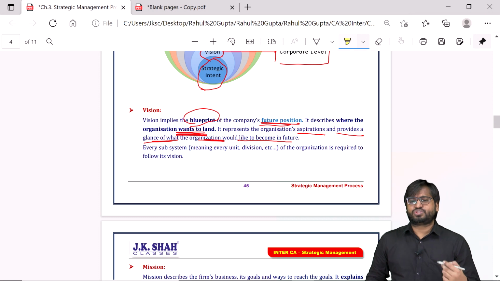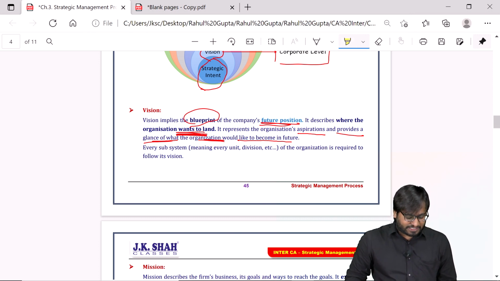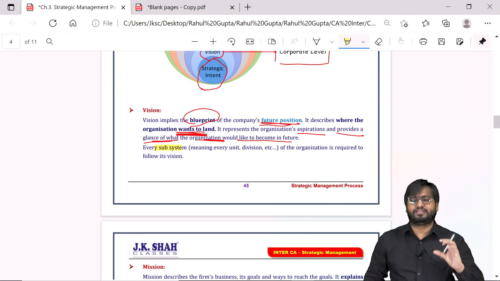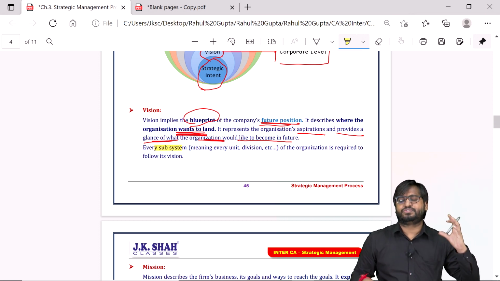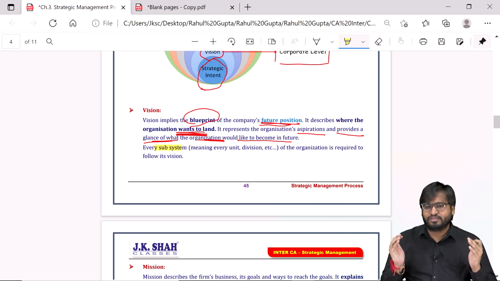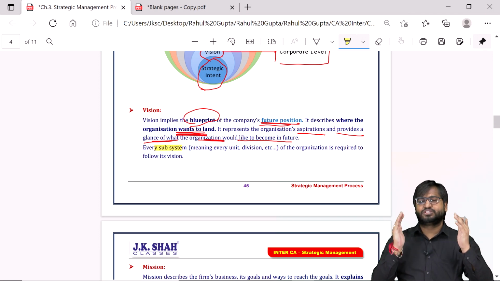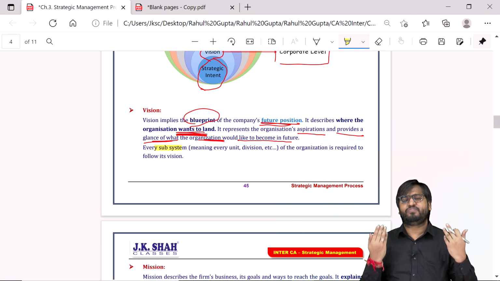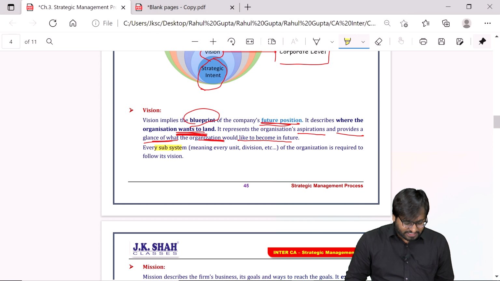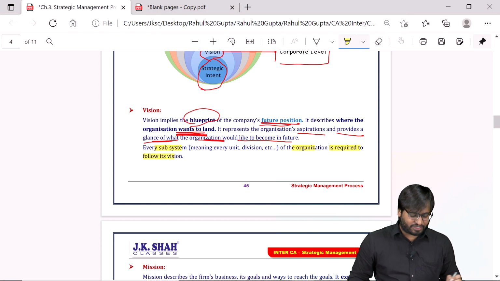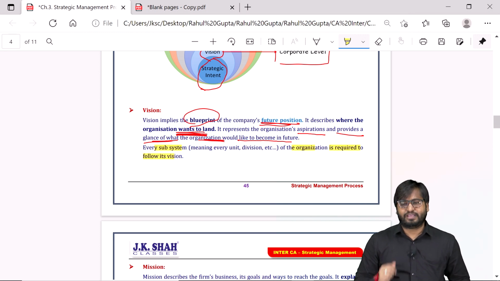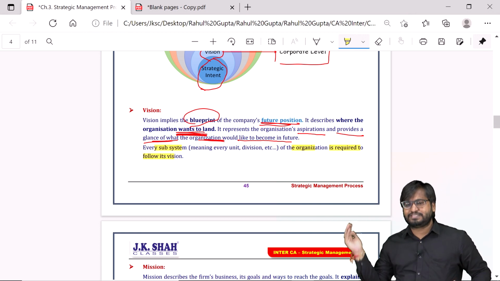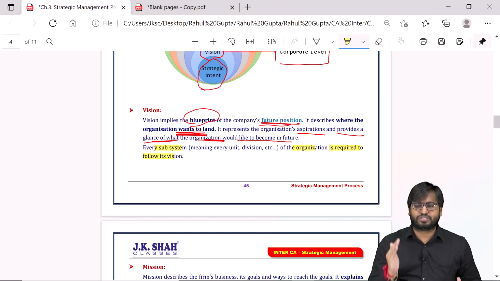Everyone who is associated with the company, every subsystem, whether it is departments, different businesses or divisions, everyone will know the organization's vision. Why? So that they are motivated to perform well. So every subsystem of the organization is required to follow its vision. Everybody, all departments, all functional managers, all businesses right across must follow the vision.